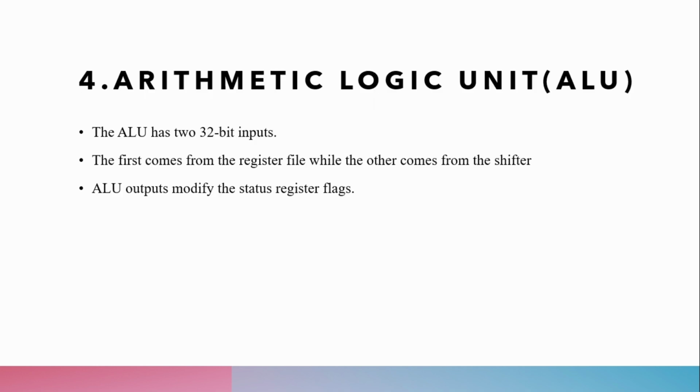ALU, or arithmetic logic unit. The ALU has two 32-bit inputs. The first comes from the register file, while the other comes from the shifter. ALU outputs modify the status register flags.